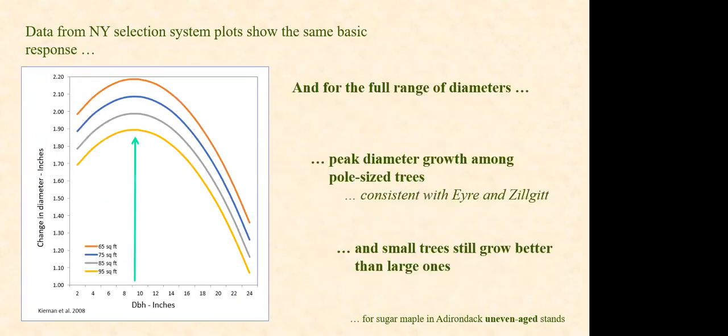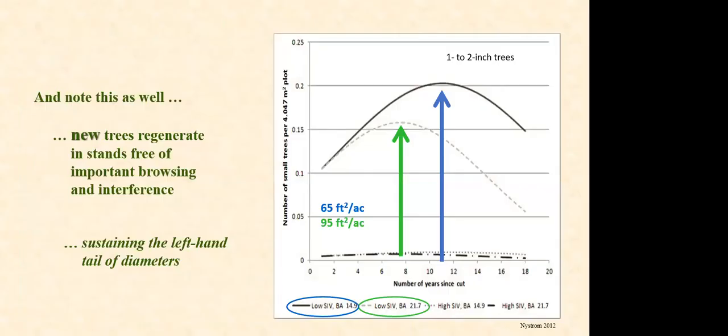And I've now gone back to 2 inches. The previous diagram stopped at 6 inches because that's where Aaron Zilgett did. And now I've extended it to the lower size classes, and it shows us that the peak diameter growth occurs really in the 8 or 9 inch diameter class. Small trees are better than big ones. This modern data are quite consistent with what Aaron Zilgett found. Let's look at another aspect of selection system, and that is regenerating new trees.